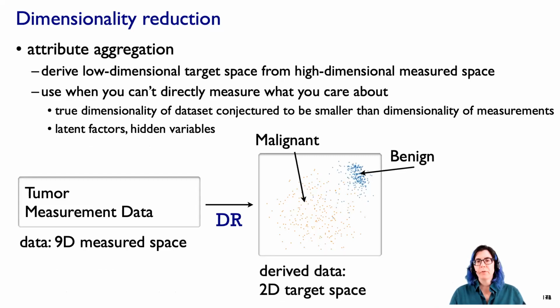Now, one more thought. We've been really focused on aggregation for items. What does it even mean to aggregate attributes? The answer is, this is a very active area of research. It's typically called dimensionality reduction.